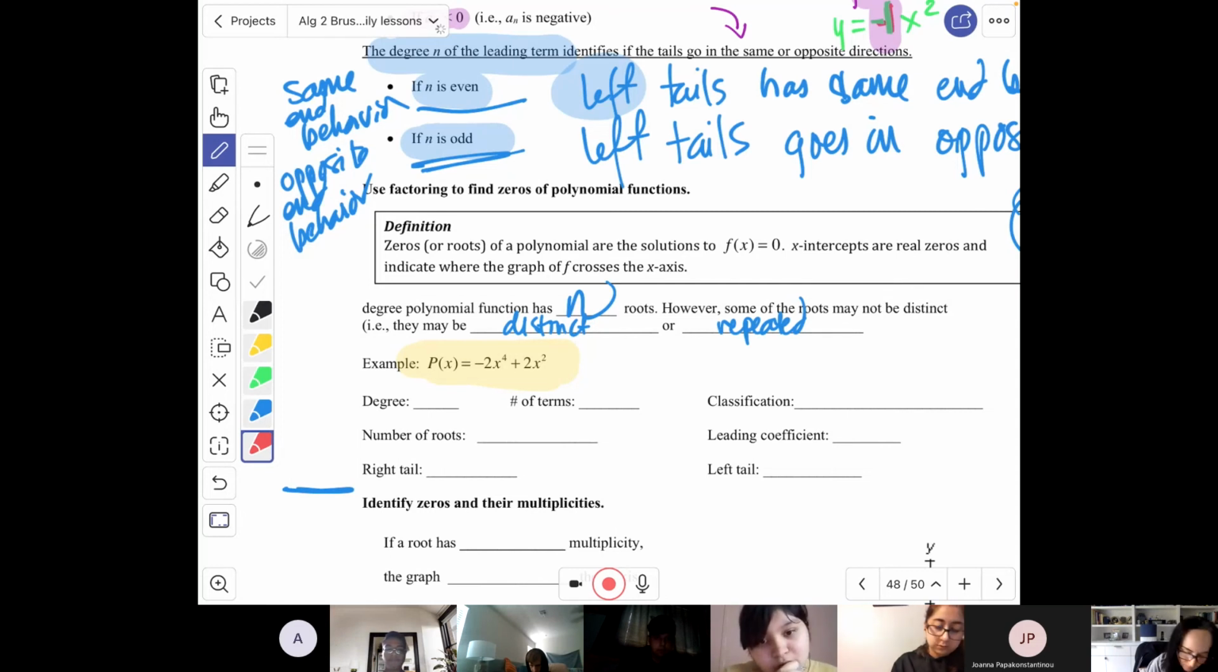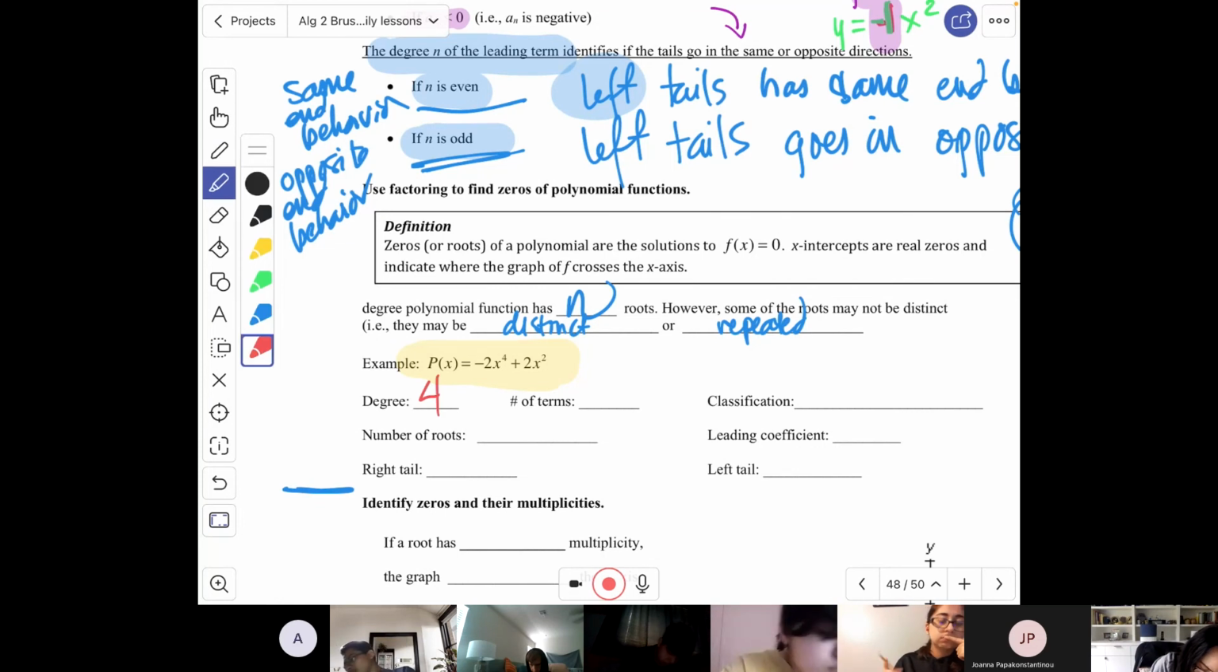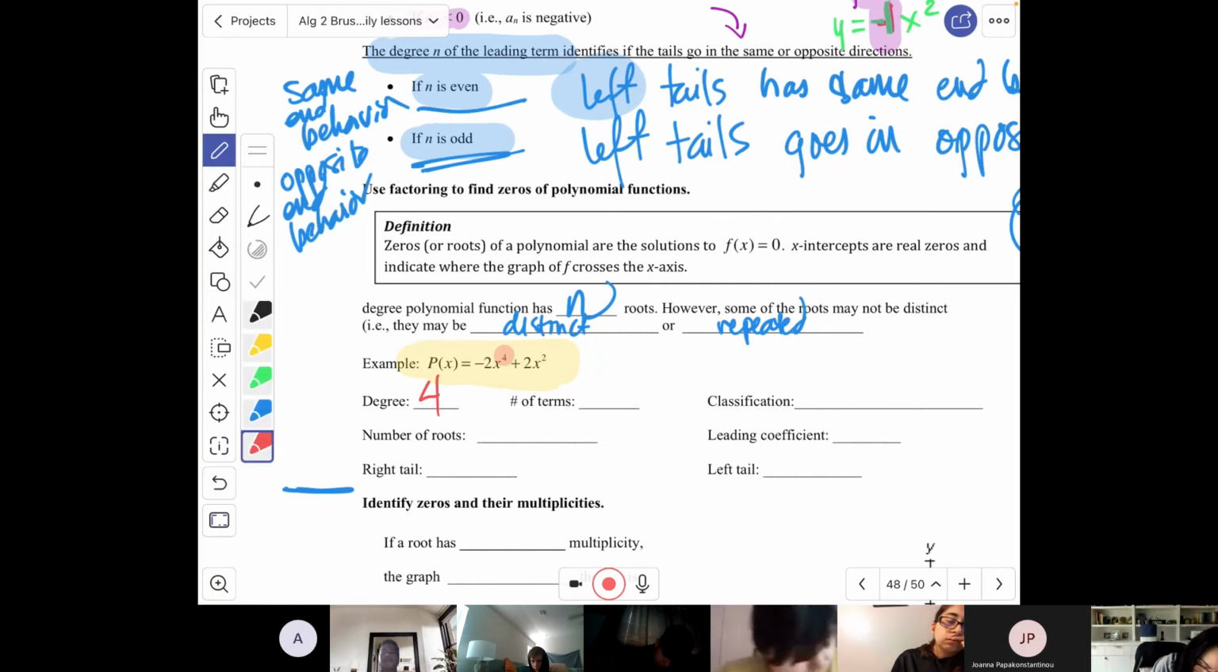What is the degree? 4. The degree is 4. This is your degree. That is telling you you're going to have 4 roots, right? The degree tells you the number of roots.